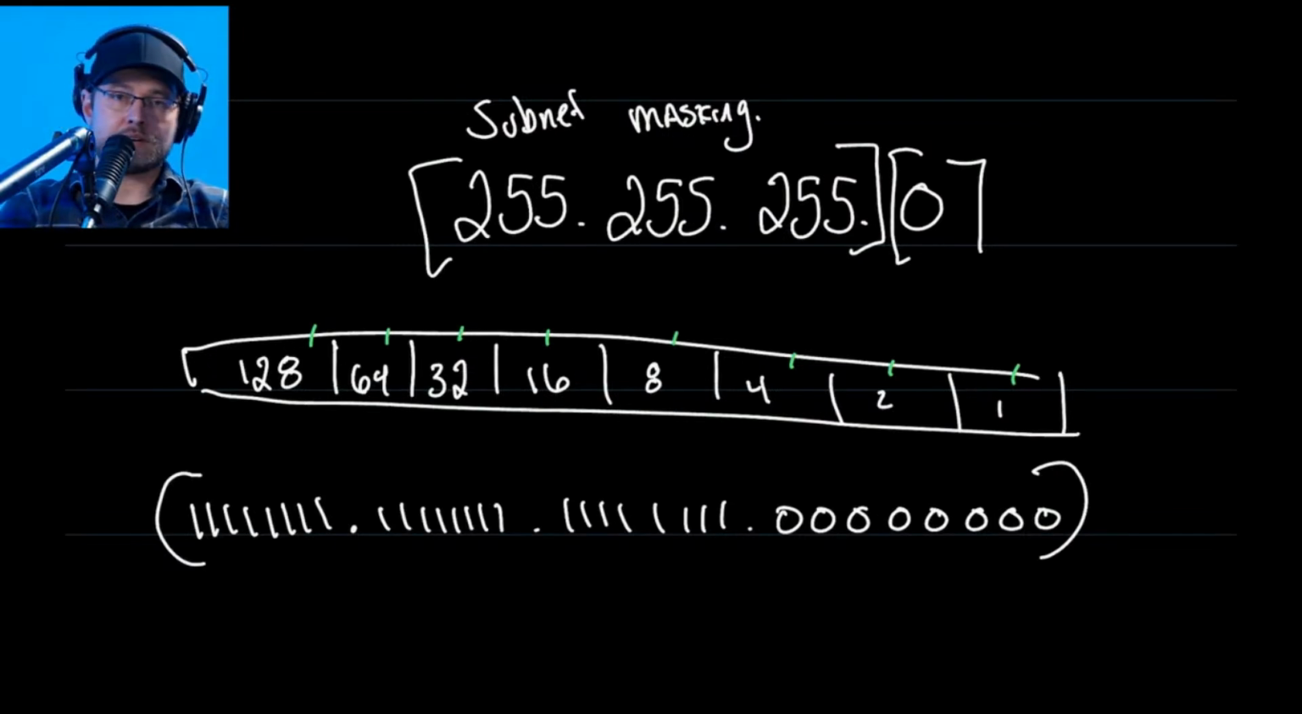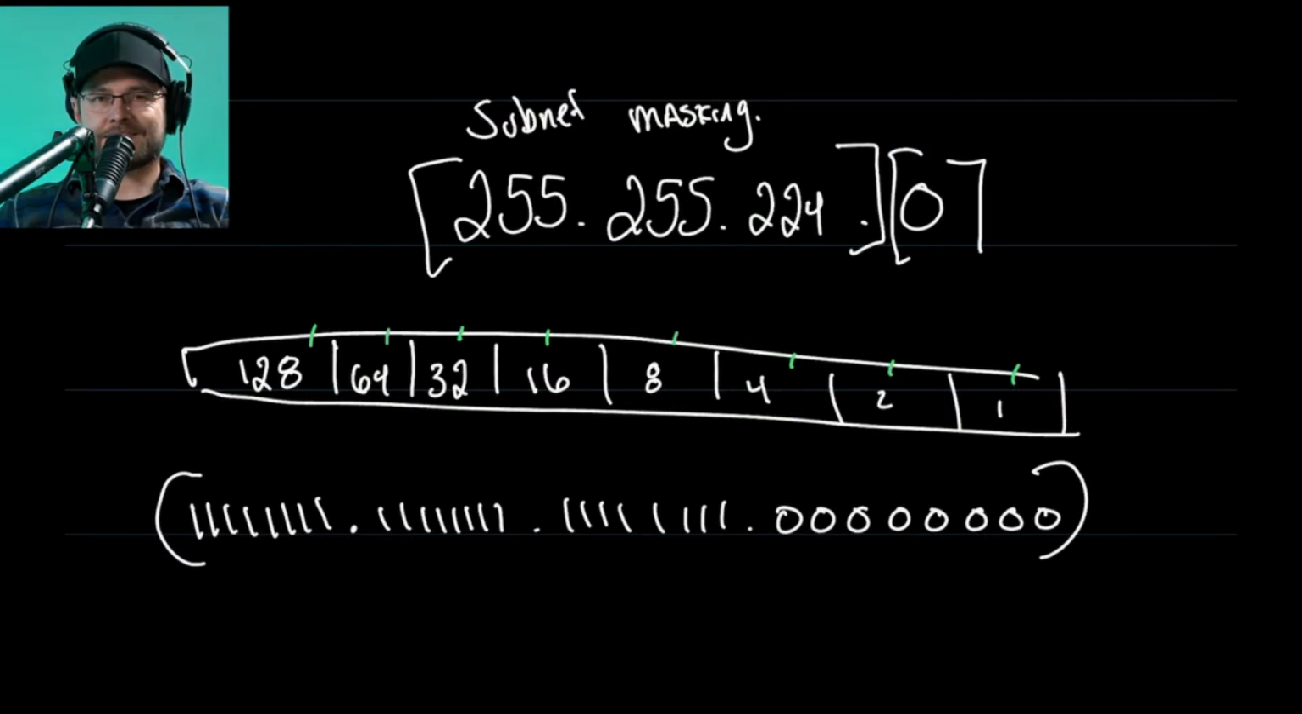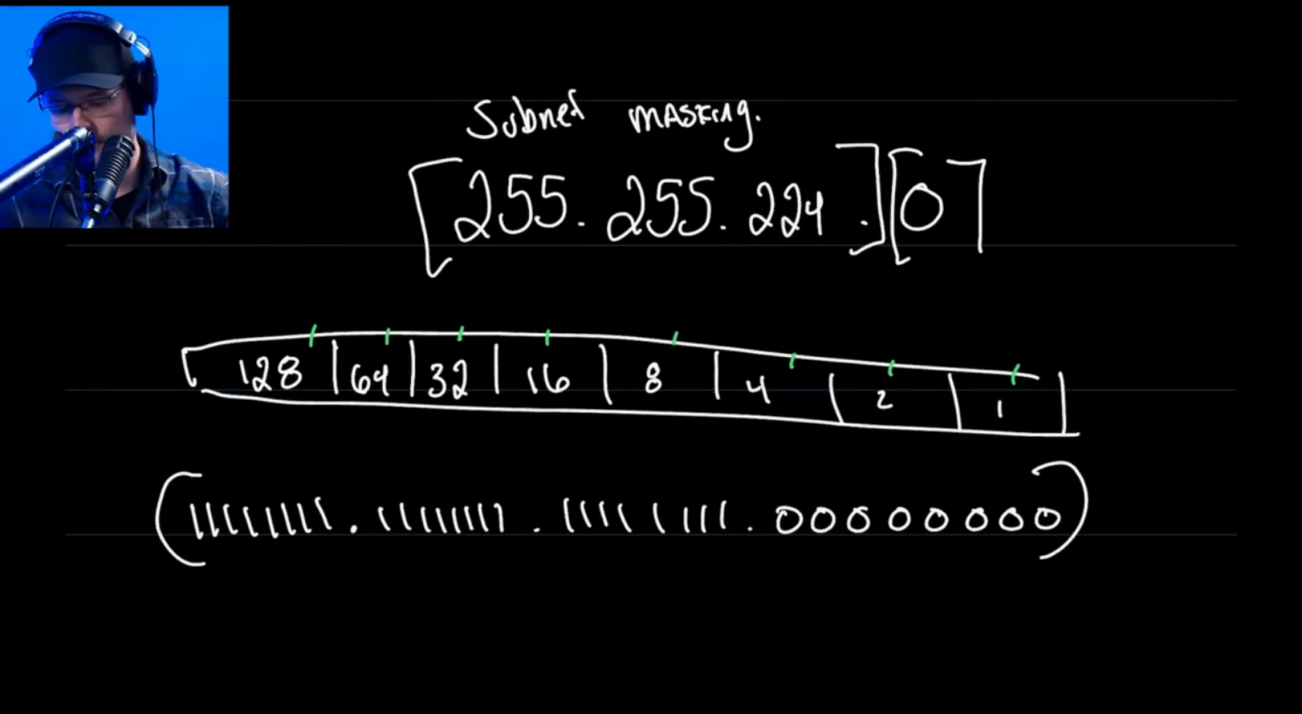Now, you can change this number to be something else. For example, you can change this third octet to be 224. So what do we have to add together to get 224? Well, we can do this in real time. We can do 128 plus 64 plus 32. That gives us 224.